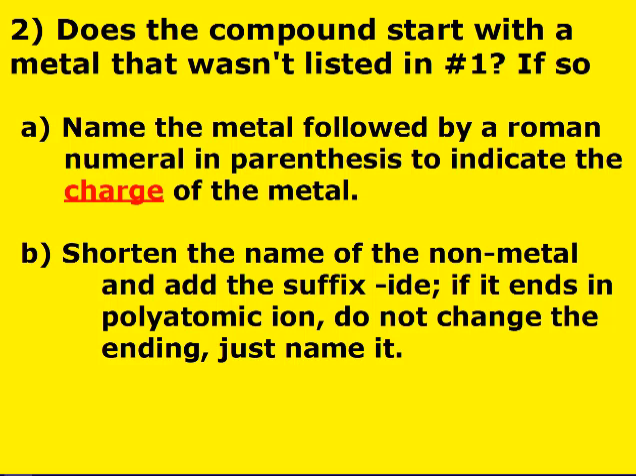But what if the compound doesn't start with a metal that was listed previously: group 1A, 2A, silver, zinc, cadmium, aluminum, or gallium? If so, we need to use Roman numerals to indicate the charge of the metal, and we're going to put those Roman numerals in parentheses. Then, just like before, we shorten the nonmetal and add the suffix -ide. And if it's a polyatomic ion, we're not going to change it.